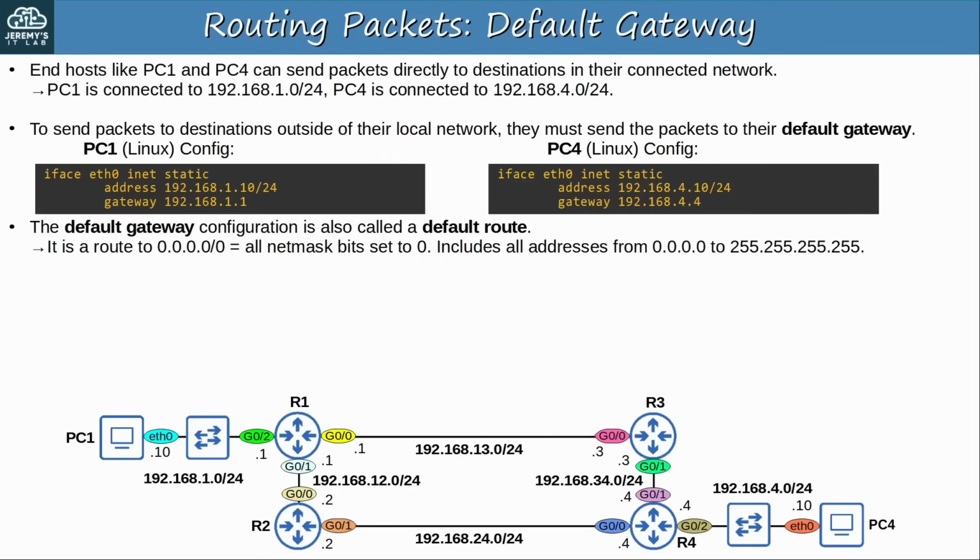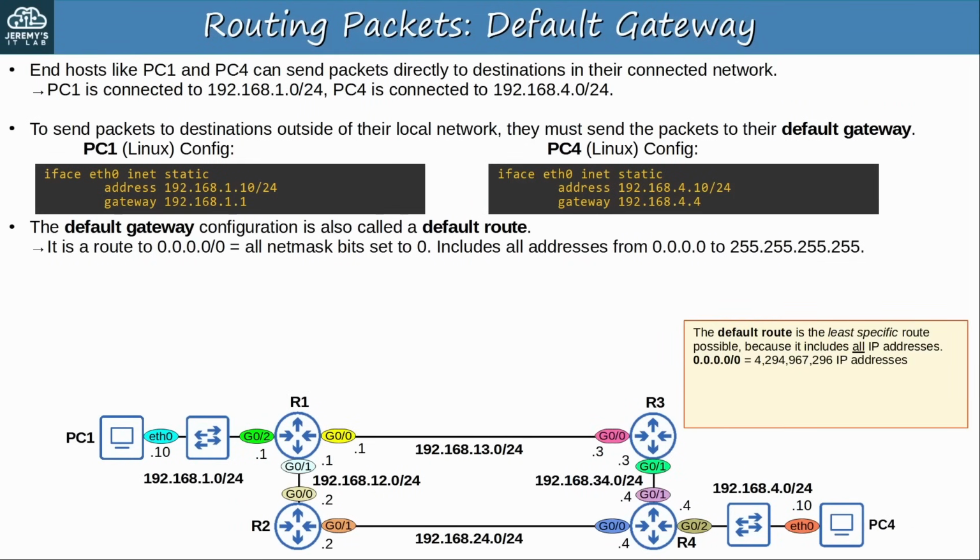Remember the concept of most specific matching route in the previous video? Well, the default route is the least specific route possible, because it includes all IP addresses. 0.0.0.0/0 includes over 4 billion IP addresses. On the other hand, a /32 route, like a local route, is the most specific route possible, because it specifies only one IP address. For example, 192.168.1.1/32 specifies only one IP address.